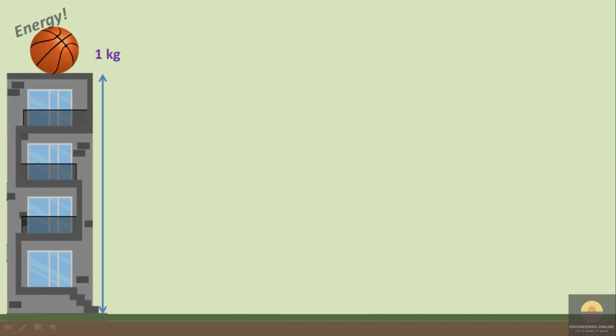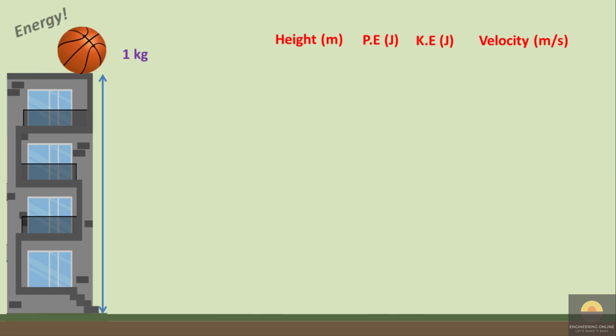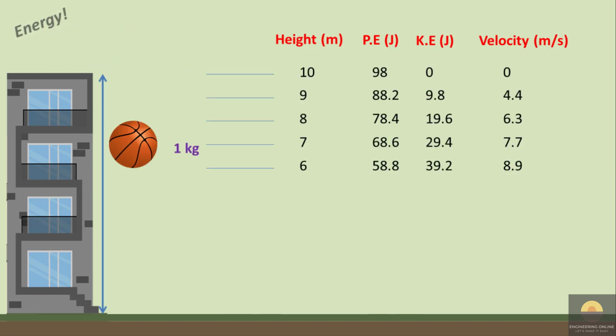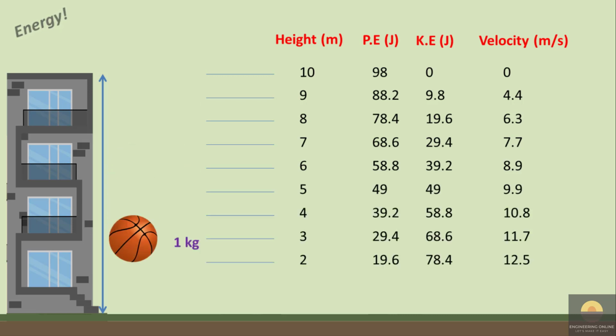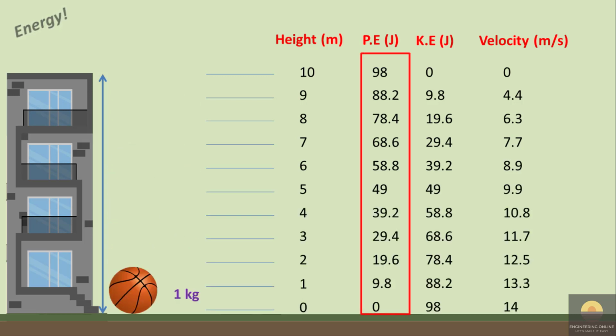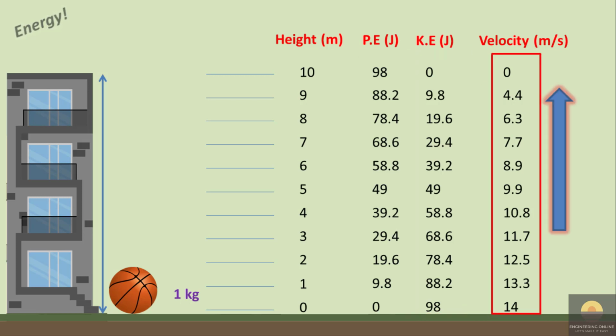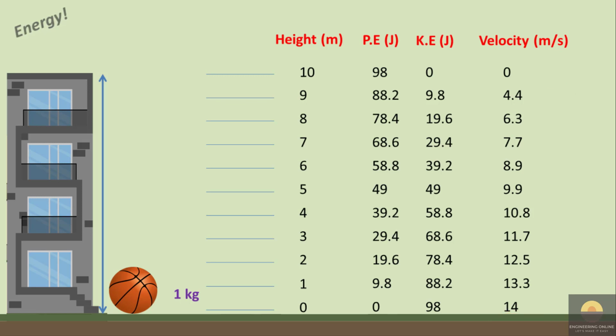Using the formula of potential and kinetic energy, we arrived at the following values. As the ball is dropping, its potential energy becomes lesser. The kinetic energy becomes greater because the velocity of the ball is increasing as it is approaching towards the ground.